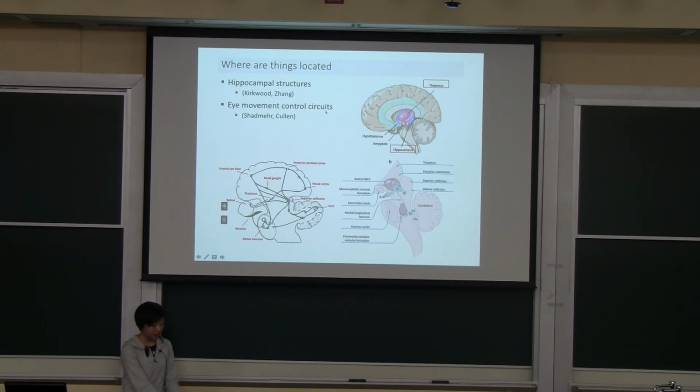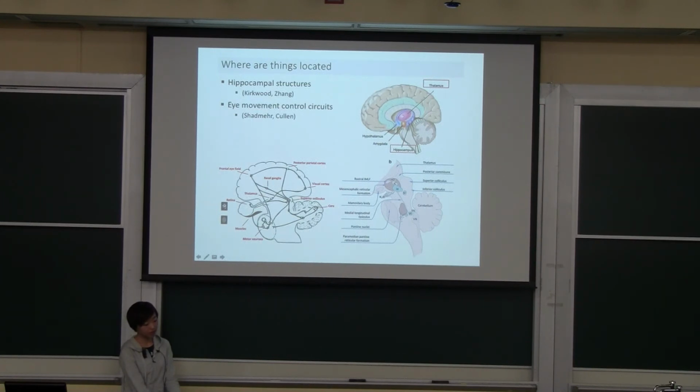And so for the eye movement and control, or saccade control circuits, those happen in the brainstem. So these are slides from Dr. Shadmehr's, and this is a figure I think from the book chapter that Dr. Cullen gives you. So these are the structures inside of this brainstem. And what else?